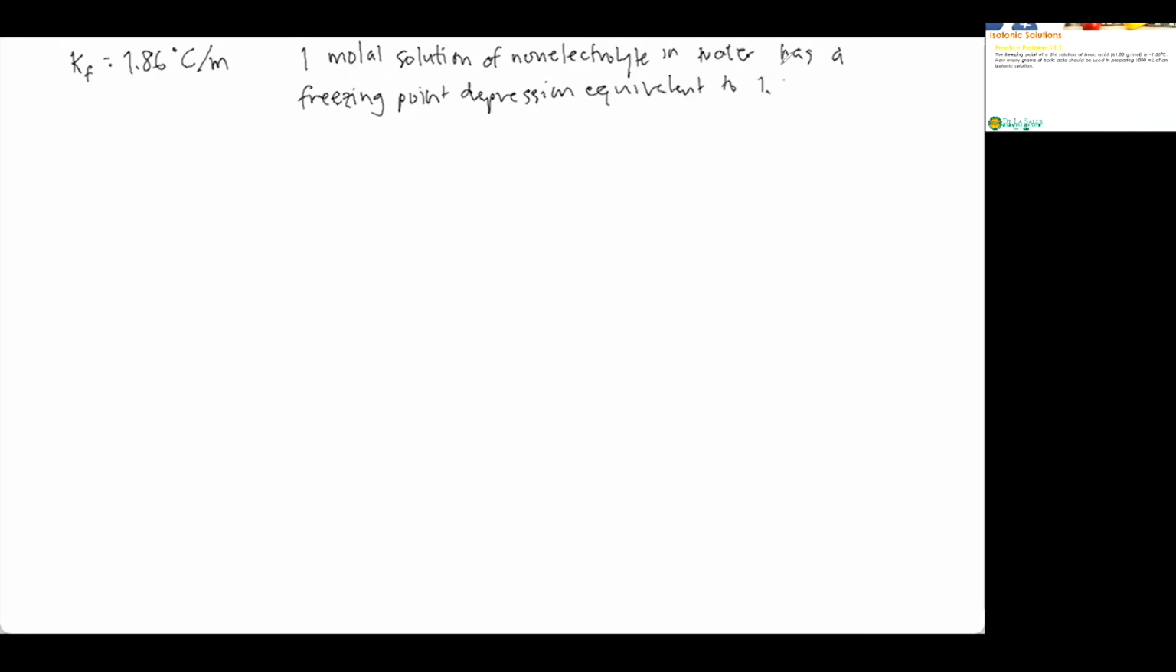Remember that a molal solution of any non-electrolyte in water has a freezing point depression of 1.86 degrees Celsius. And that is the reason why the cryoscopic constant of water is 1.86 degrees Celsius per molal solution. That is where that definition comes from. One molal solution of a non-electrolyte in water has a freezing point depression equivalent to 1.86 degrees Celsius. In other words, a gram molecular weight of any non-electrolyte in 1000 grams of water, or 1 kilogram of water, has a freezing point depression of 1.86 degrees Celsius.